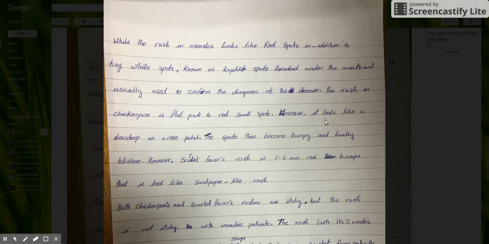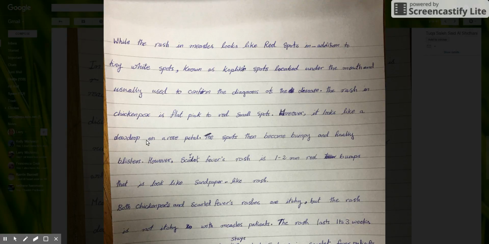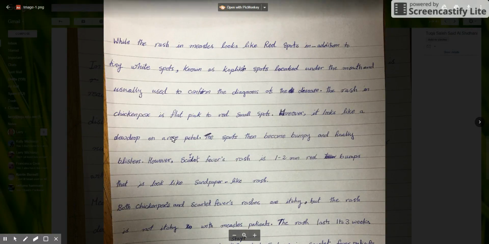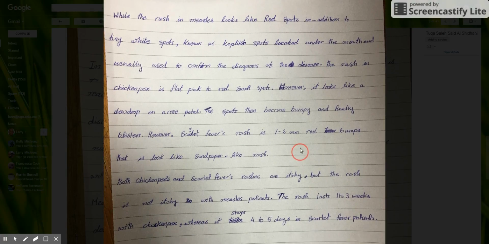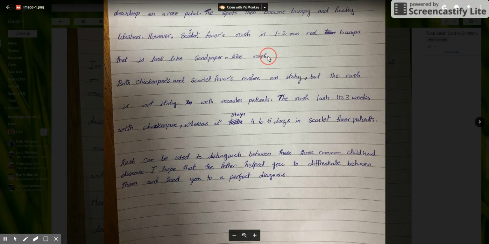Moreover, it looks like develop a rose petal. Okay, I think you've misstated this. Looks like a rose petal is what you want to say. The spots then become bumpy and finally blister. However, scarlet fever rash is about 1 to 2 millimeter bumps that look like sandpaper-like rash. Okay, so you've described the look of the rash now. This should also be a separate paragraph, and you should also have a topic sentence. Okay, so hopefully this is your conclusion.